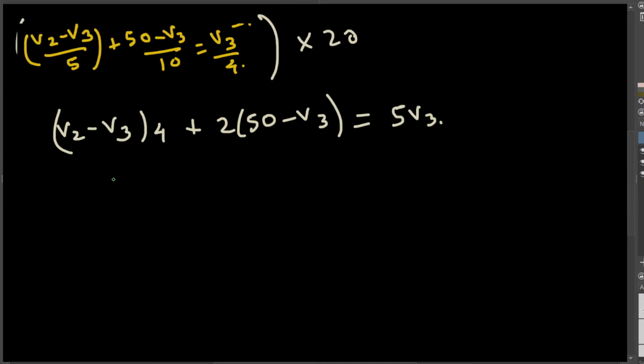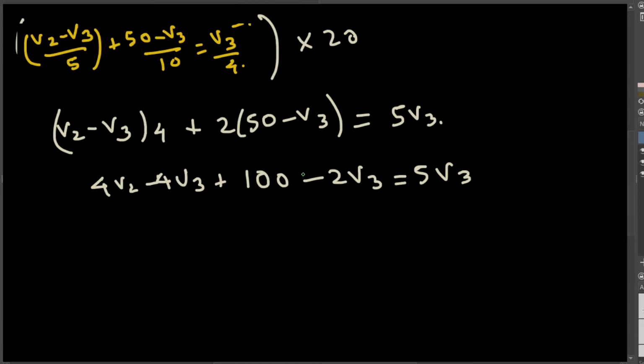And if I multiply and simplify, this is going to be 4V2 minus 4V3 plus 2 times 50, that's 100, and 2 times negative V3, that's negative 2V3. That's equal to 5V3. Now let's add the like terms.